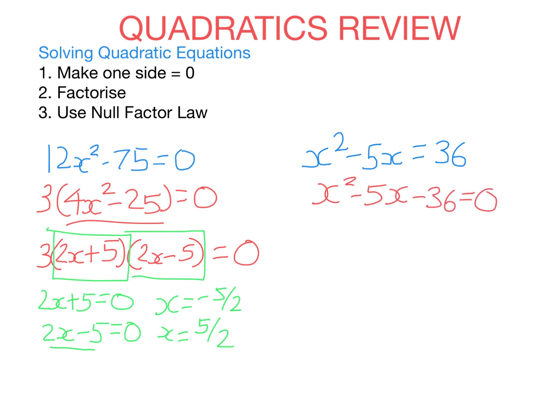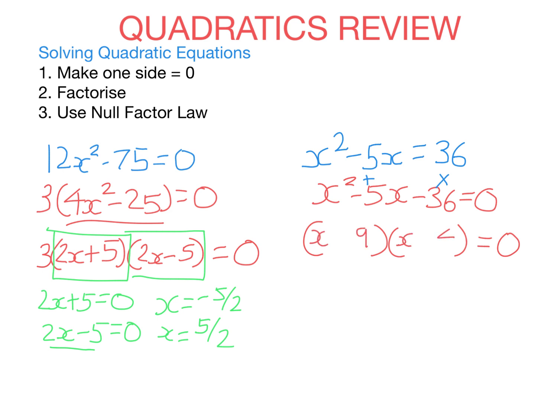Now this is a quadratic trinomial. It has 3 terms, no common factor. So what we do is we find 2 numbers that multiply to the constant term and add to the middle term, the coefficient of x. So to factorise it, we get our 2 brackets. The 2 numbers that multiply to 36 and add to 5, we're going to use 9 and 4.